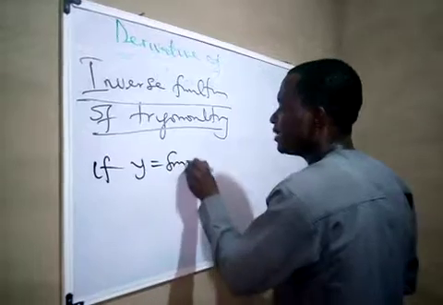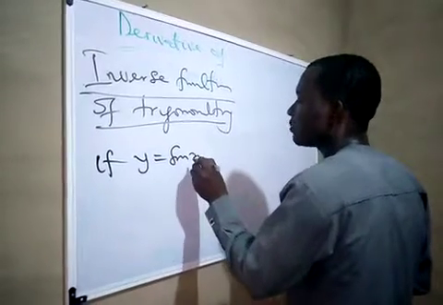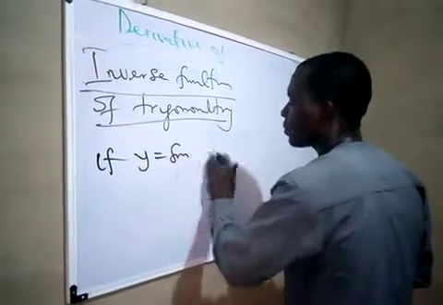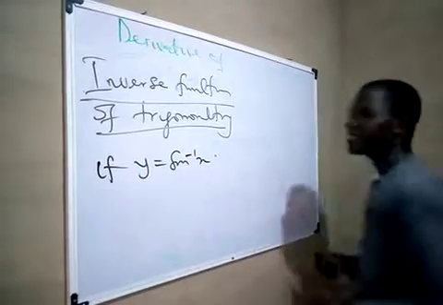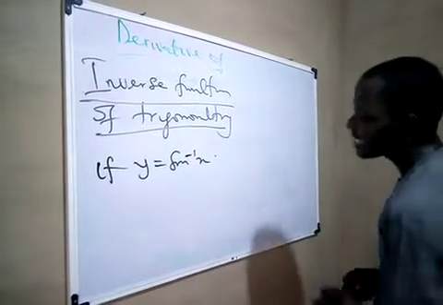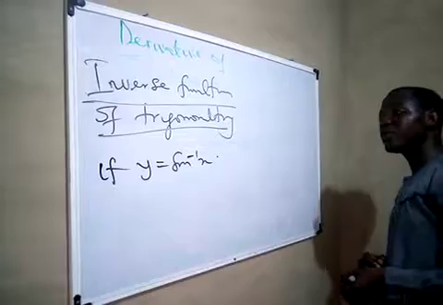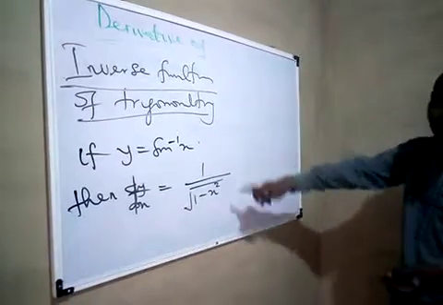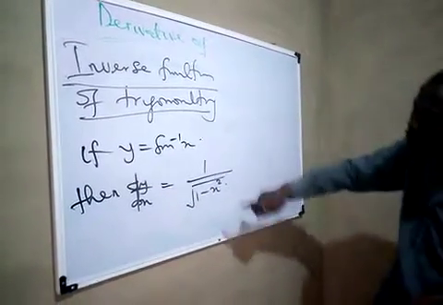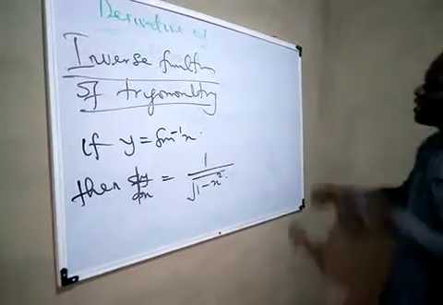So let's look at the inverse of sine x. If y equals sin inverse of x, when you're having sin inverse of x, what's going to give us, how do we get 1 over square root of 1 minus x squared? So let's quickly play with it.